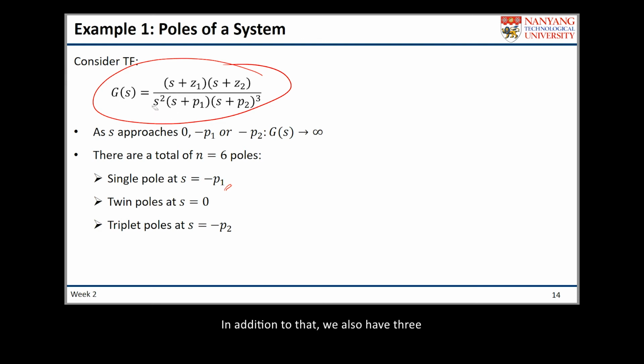In addition to that, we also have 3 poles at negative p2. When s is equal to negative p2, this term will become 0, and then your G(s) will become infinite. We have 3 poles at negative p2 because this term has an order of 3. So in this system, we have 1 pole at negative p1, twin poles at 0, and 3 poles at negative p2.